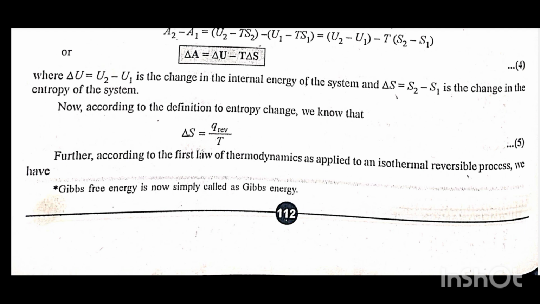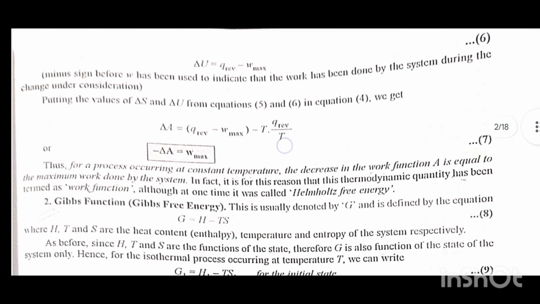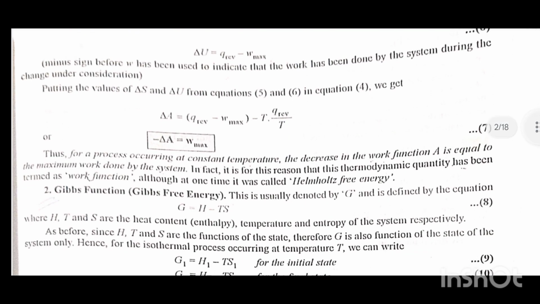Now, according to the definition of entropy change, we know that ΔS = Q reversible / T, fifth equation. Further, according to the first law of thermodynamics as applied to an isothermal reversible process, we have ΔU = Q reversible - W maximum. The minus sign before W has been used to indicate that the work has been done by the system during the change under consideration.